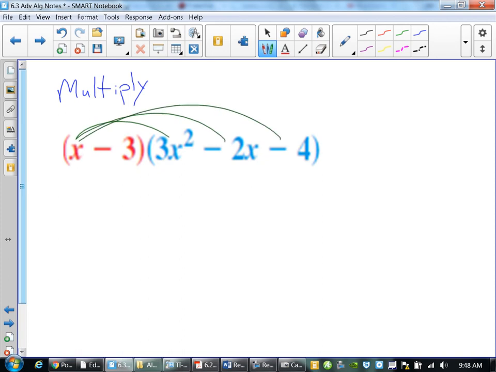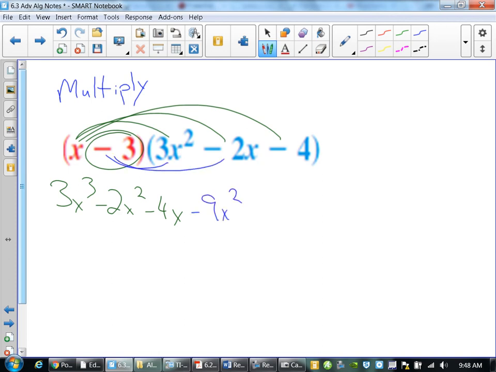True. 3x cubed, 2x squared. What are you going to forget about here? The negative. When you're distributing out, don't forget it's negative 3 times all the parts. There's 9x squared plus 6x plus 12.